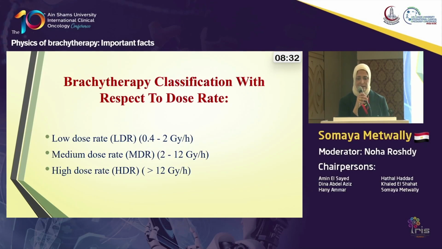We can classify brachytherapy again with respect to dose rate. So we have low dose rate, and the range starts from 0.4 up to 2 gray per hour, and we also have very low dose rate. Less than 0.4 gray per hour is considered very low dose rate. Medium dose rate starts from 2 up to 12 gray per hour. High dose rate is bigger than 12 gray per hour.